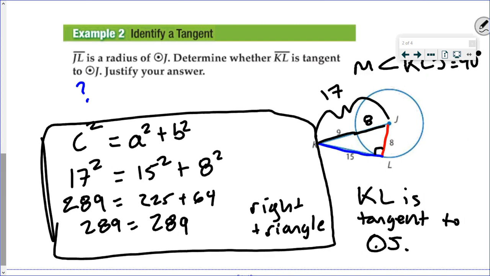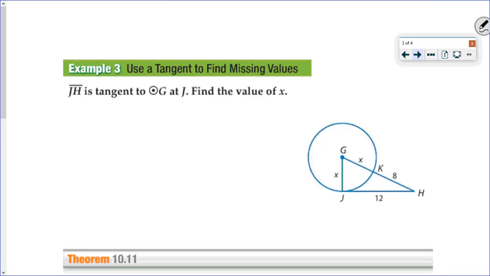Okay. So that's how you would do an example like that. You just check to see, is it a right triangle. All right. The next one wants us to find the value of x, use a tangent to find missing values. So JH is tangent. It's telling us it is tangent, so that tells us that GJ is perpendicular to JH. So this is a right triangle. Now, find the value of x.